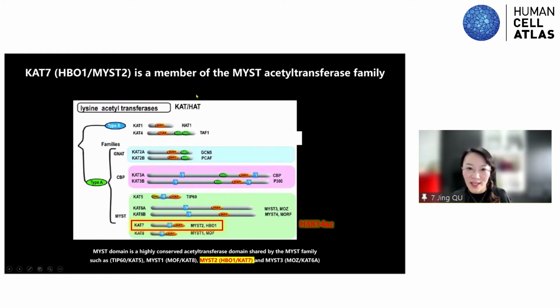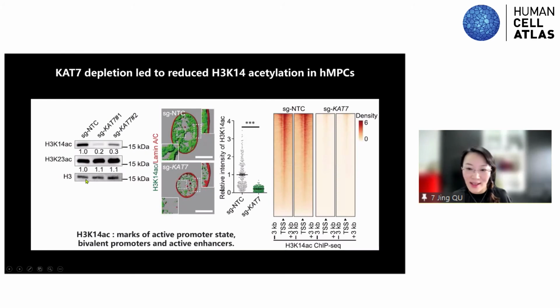We all know KAT7 is a member of the MYST acetyltransferase family, and its substrate is H3K14 acetylation. In the human mesenchymal stem cells, we also confirmed that the silencing of KAT7 can make their substrate diminished. For example, here the Western blot, the immunofluorescence, and ChIP-seq.